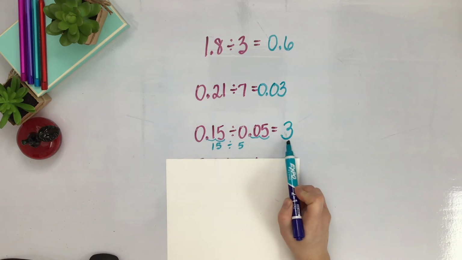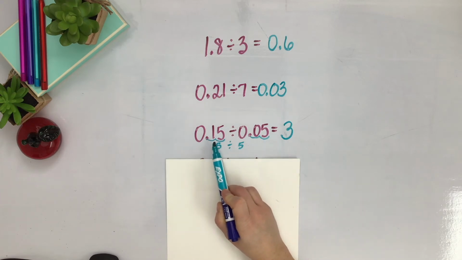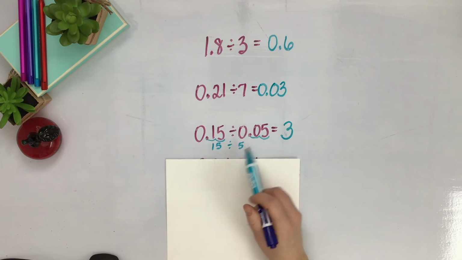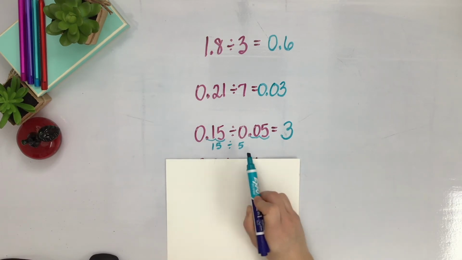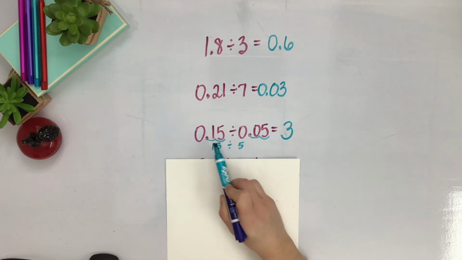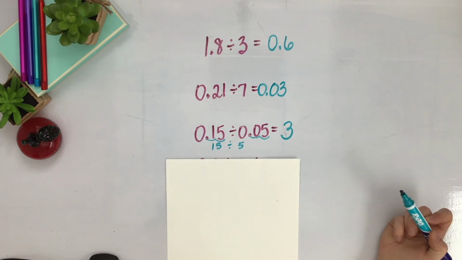Okay, and there's no adjusting necessary here. If this 5 had been a whole number, well then I would need to adjust it. But because I'm dividing a decimal number by a decimal number, I have adjusted my numbers to create a new question, an equivalent question. 15 divided by 5 is the exact same question as 15 hundredths divided by 5 hundredths. So 3 is my final answer.